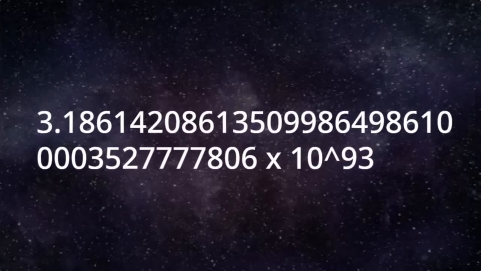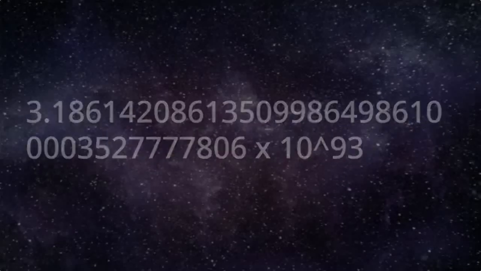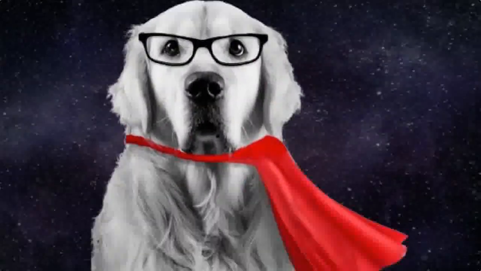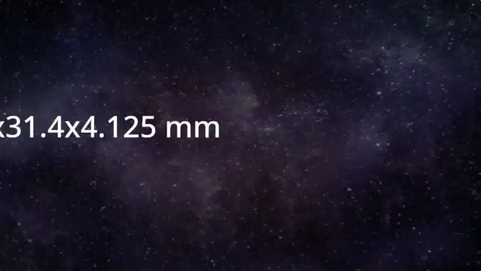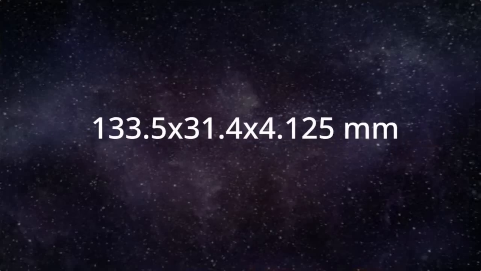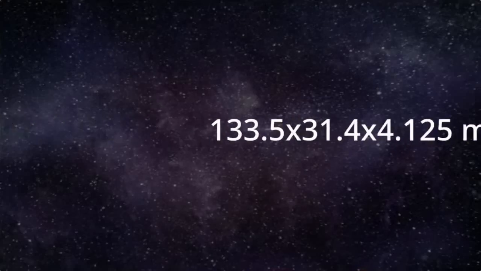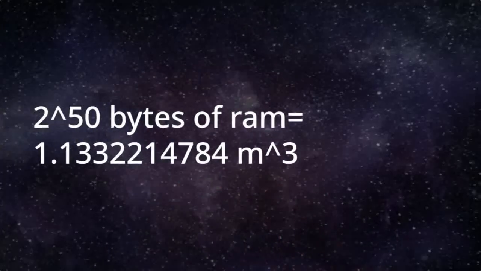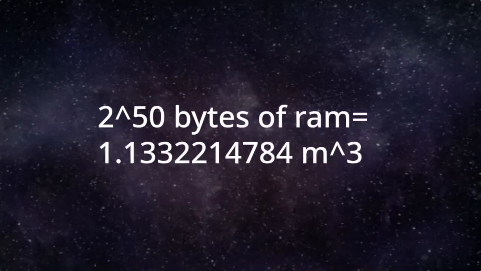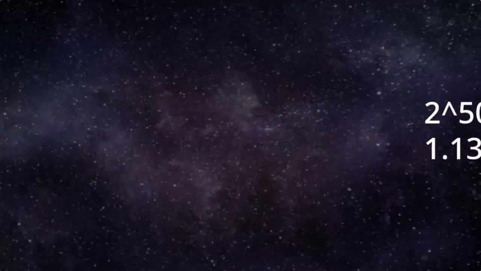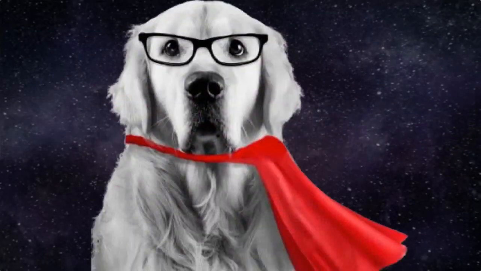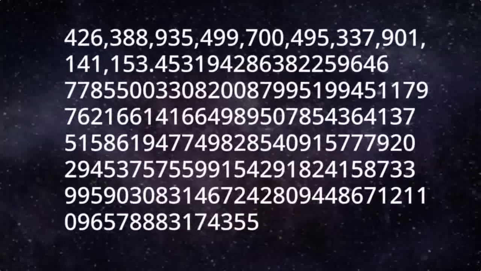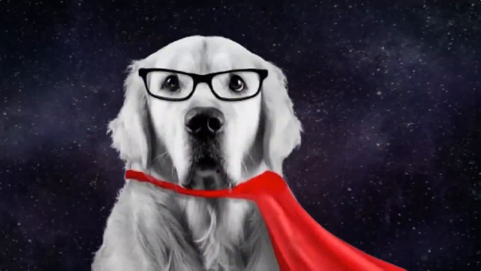That would mean the universe would take up this many bytes of RAM. Assuming that each RAM stick is 16 gigabytes and is 133.5 by 31.4 by 4.125 millimeters, and they are packed as tightly as possible, a petabyte of RAM would take up 1.133221478 cubic meters. So, our PC would need this many cubic meters, or this many cubic light years, of RAM.